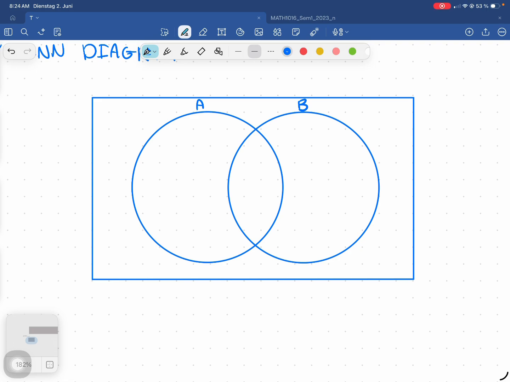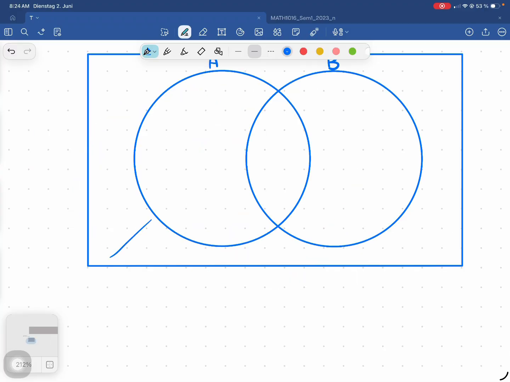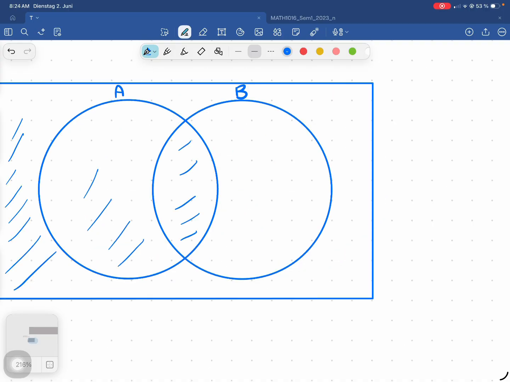And there are 4 unique sections in this two-way Venn diagram. This section outside the circles A and B. This section, which is the intersection of A and B. This section, which is just A but not B. And this section, which is B but not A.